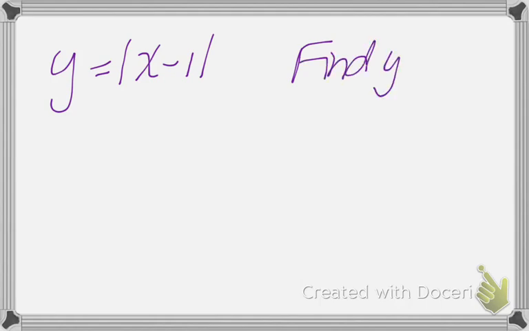Okay, what if we have this problem? Y equals the absolute value of x minus 1, and we want to find y prime. Okay, so there's a formula, and the formula says that y prime will be u, and u is whatever is inside the absolute value signs. So in this case, u is just equal to x minus 1.